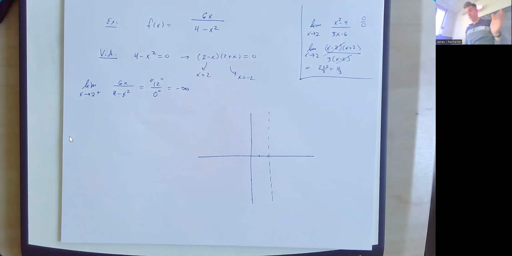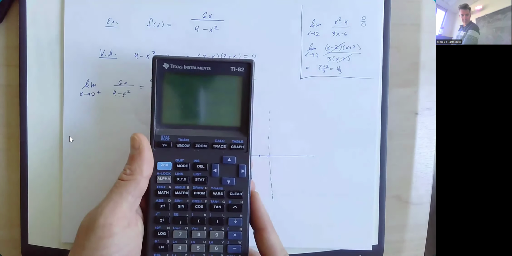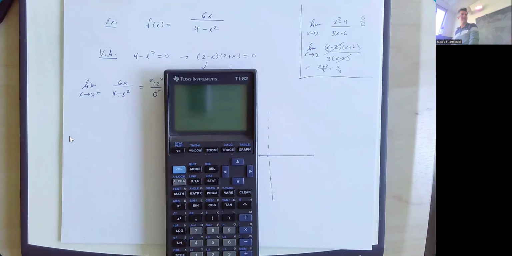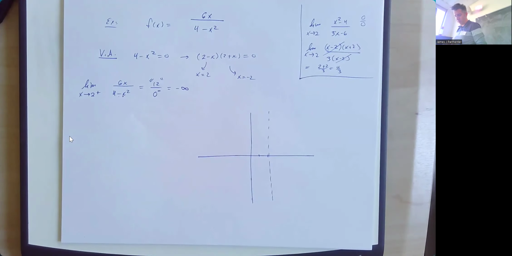That's right. So if you could take out a calculator, I could take out a calculator. If I plug in, say, 2.01, and I square it, 2.01 squared is 4.0401, and you subtract that from 4, you get negative 0.0401. And if you do 12 divided by that, you get about negative 300.